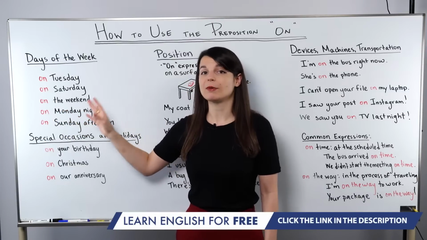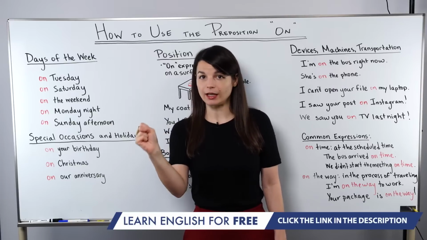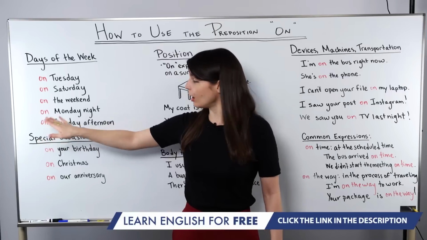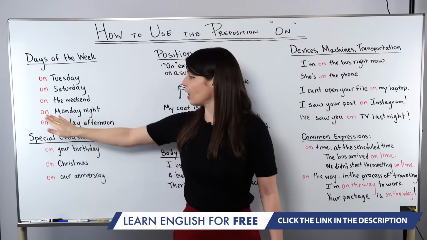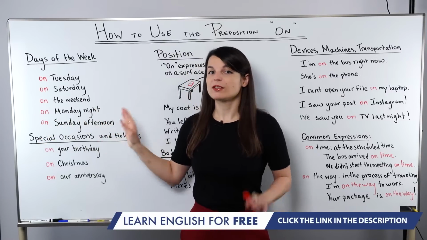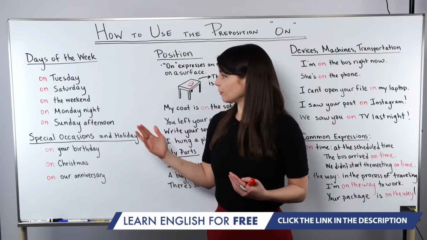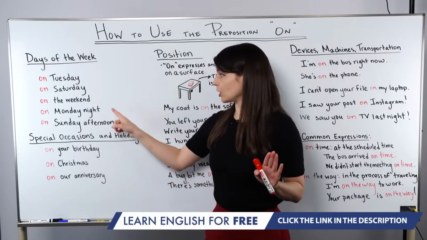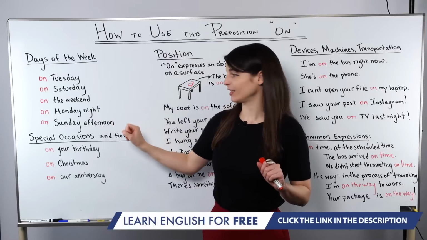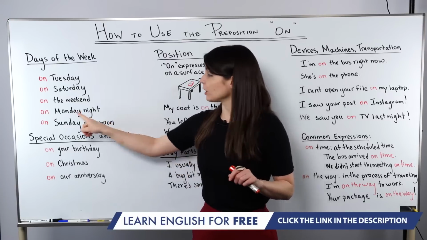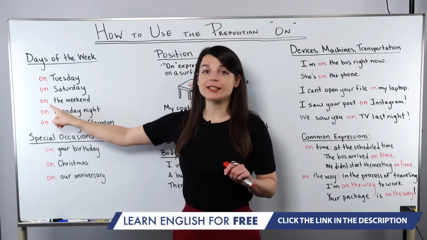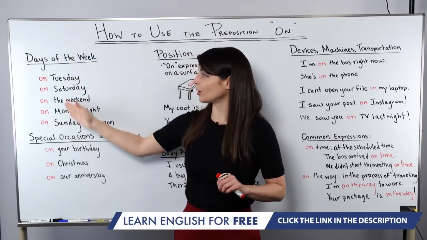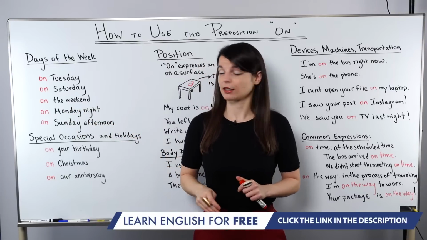If you want to talk about a specific time of day plus the day, you also need to use "on". So that means on Monday night, for example, or on Sunday afternoon. Even though you're talking about night or afternoon, we don't use the prepositions we usually use with these, like "at night" or "in the afternoon". We use "on" because it precedes, it comes before a day of the week. So please use "on" when you're referring to days of the week.